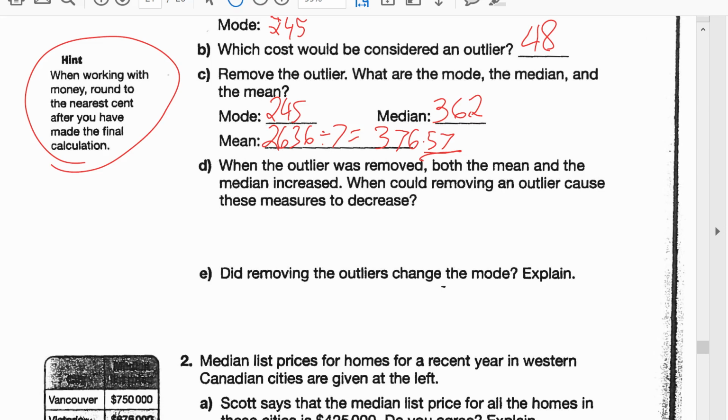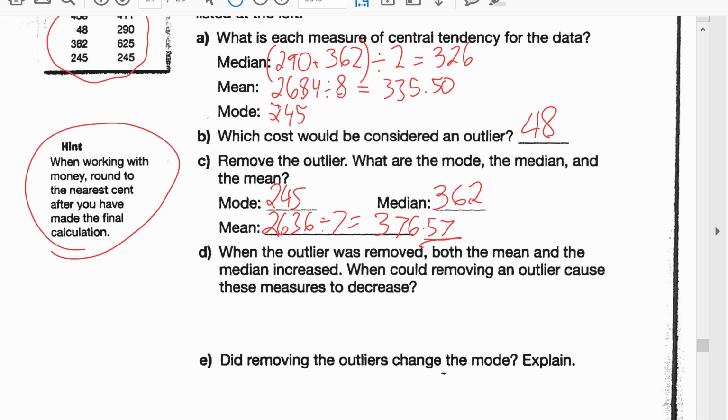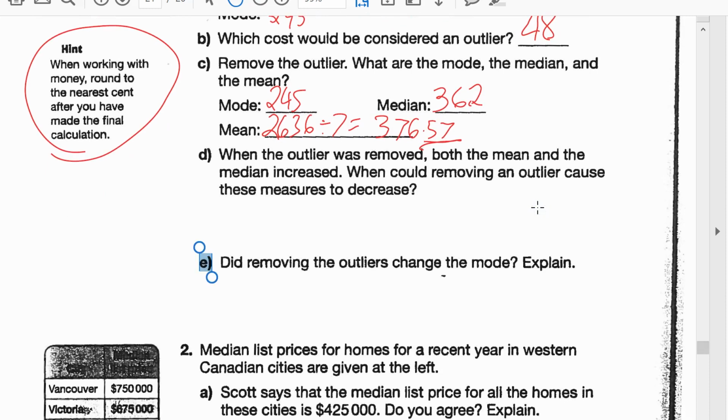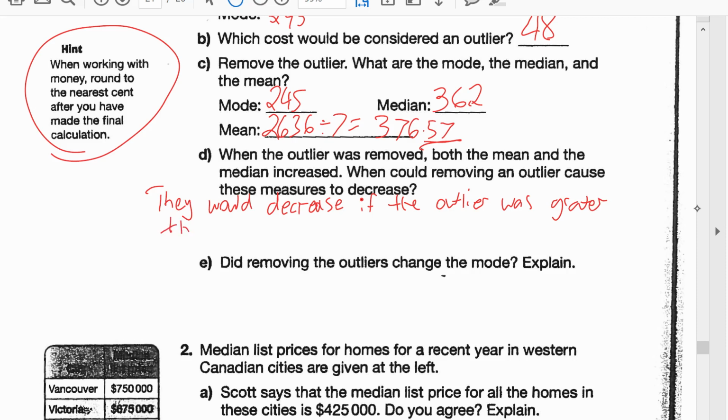When could removing an outlier cause the measures to decrease? Well, obviously we took out the smallest value, which means everything increased. So if we took out the largest value, everything would decrease. So let's write that in words. They would decrease if the outlier was greater than the mean and the median.